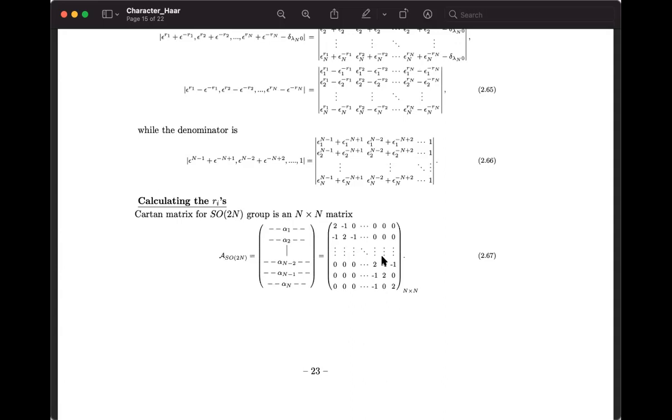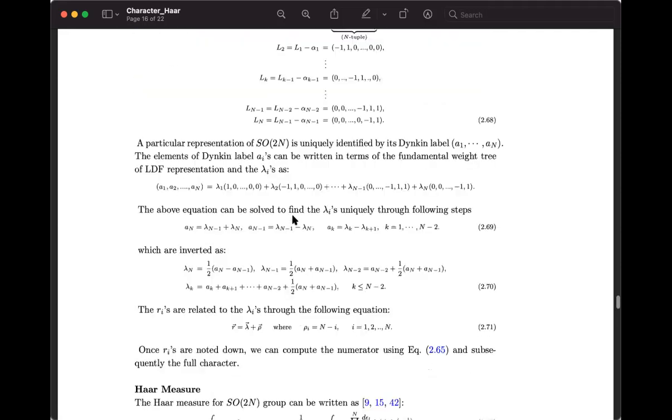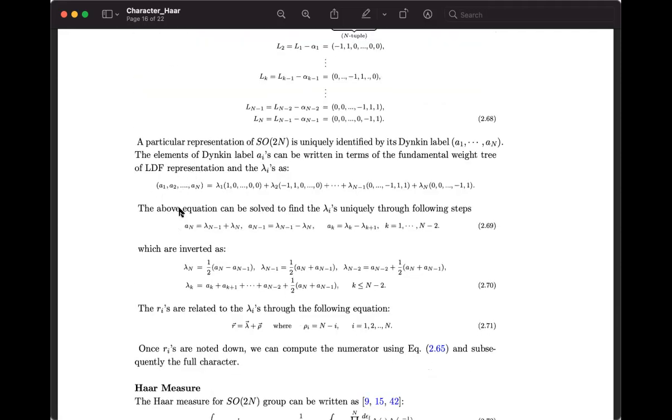Okay, so looking at the Dynkin diagram, you should be able to write down the Cartan matrix. So once you write down the Cartan matrix, you get this thing, and each row represents the alpha i's. So the game is similar. We identify the lowest dimensional fundamental representation, and its Dynkin level is given like 1, 0, 0, 0, 0, an n-tuple, and then we subtract alpha i's one by one. Then we construct all the weight tree. Okay, in this particular form, and once we get the weight tree for any given representation whose Dynkin level is given, this a1 to an can be written in this particular form. We invert the relation, and then we write down the lambdas in terms of the A's.